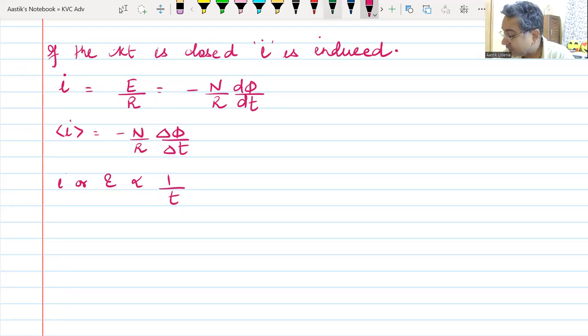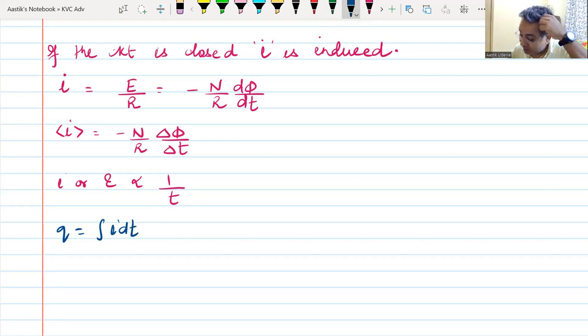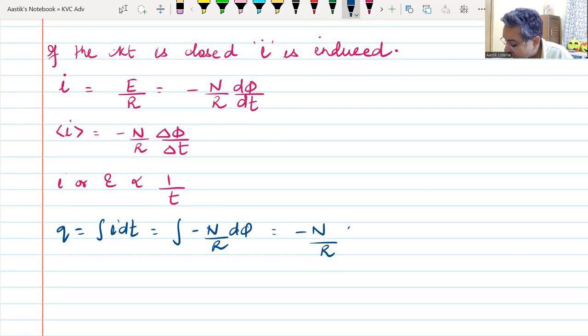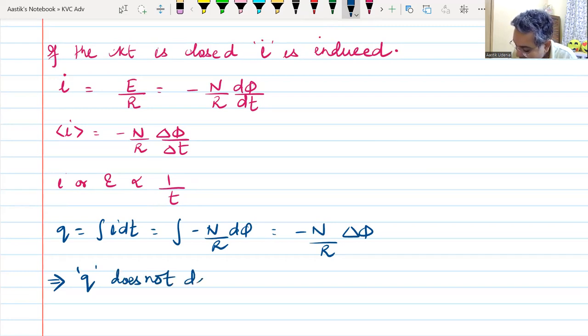If we think about the charge that flows through the coil, it will be the integral of I dt. It is the integral of I dt, so it becomes the integral of N by R into d phi by dt into dt. The dt's get cancelled, so it becomes minus N by R into the change in flux. That means the charge that flows through the circuit does not depend on time.